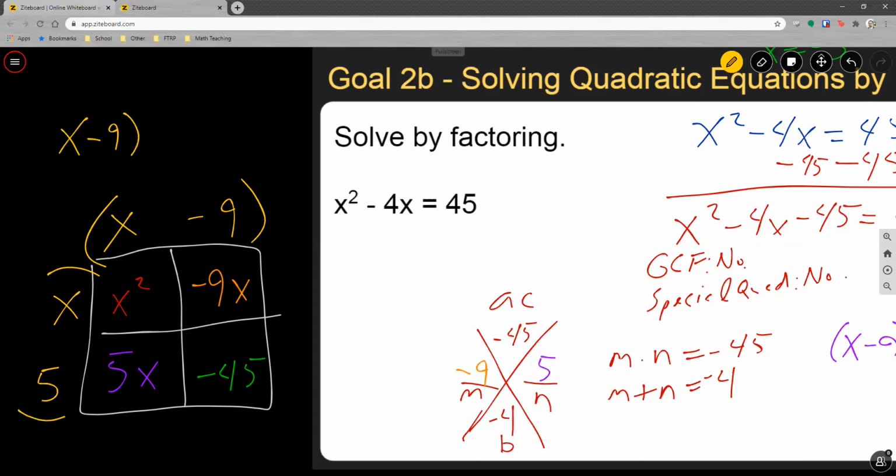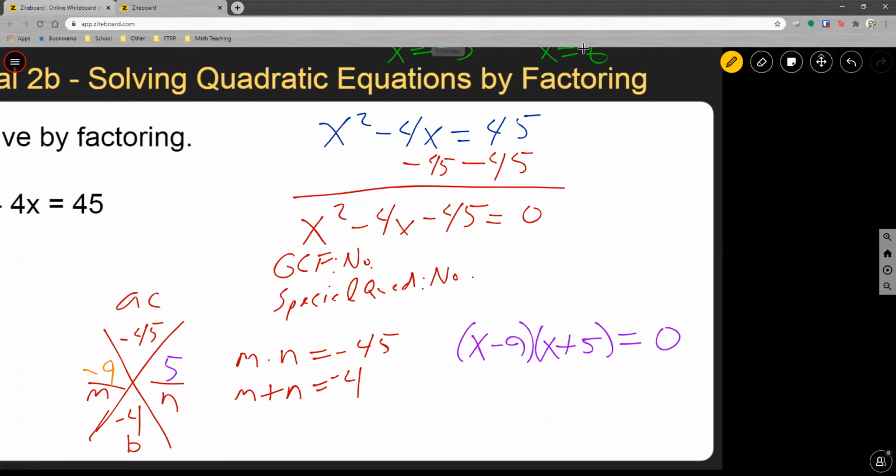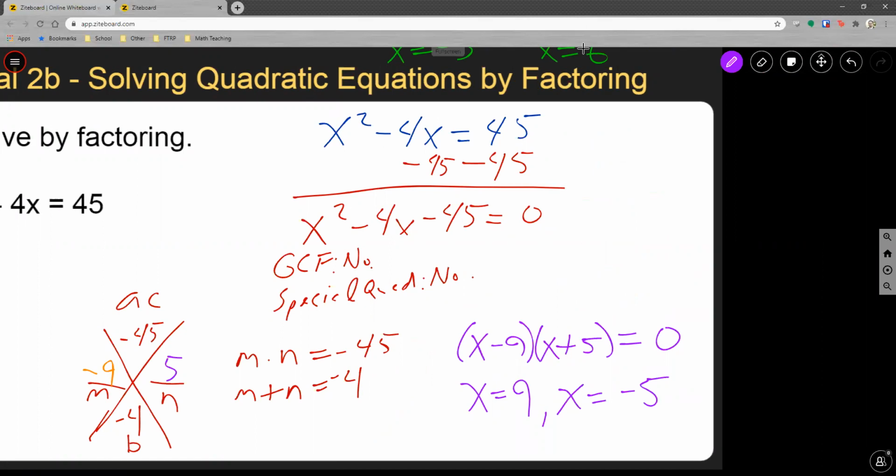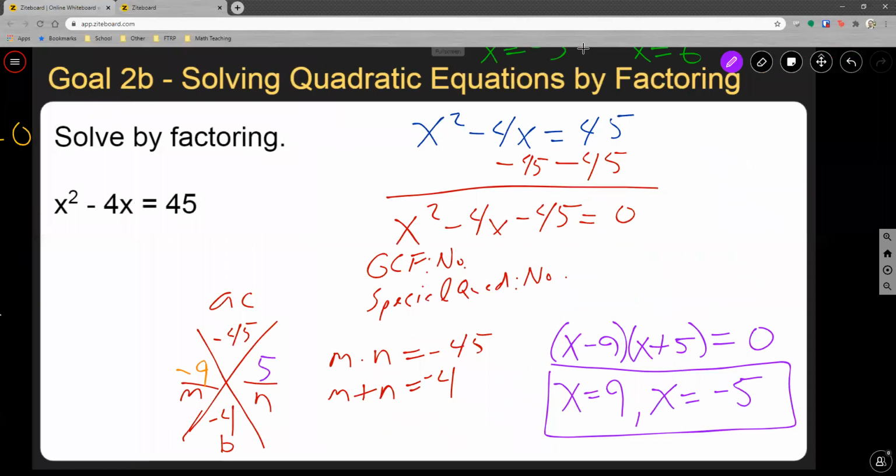x minus 9 times x plus 5 equals 0. And again, with my zero product property, that means if x is equal to 9 or x is equal to -5, that will be a solution to my equation. There we go. Remember, with intercept form, it's the same thing as saying my p value is equal to 9 and my q value is equal to -5.